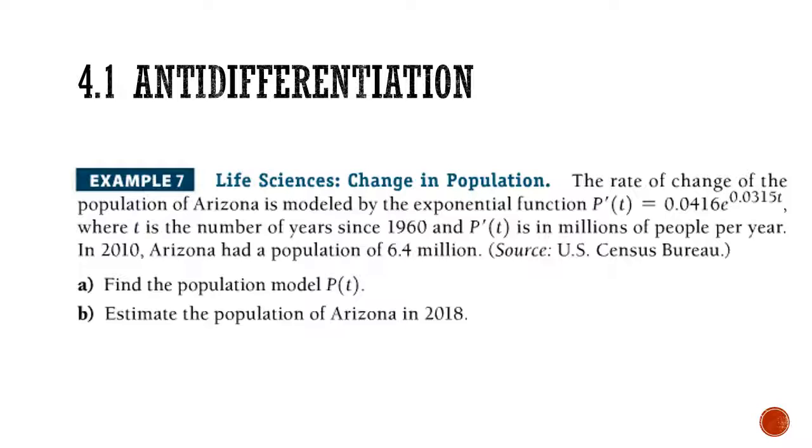When t is 50 years since 1960, when t is 50, P is going to be 6.4. Find the population model, so take the antiderivative, put in the initial condition, and get a final equation, and then estimate the population in 2018. Pause the recording, give it a try, and resume to check your answer.